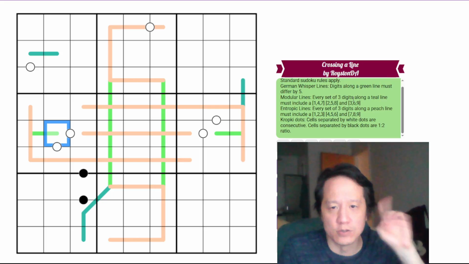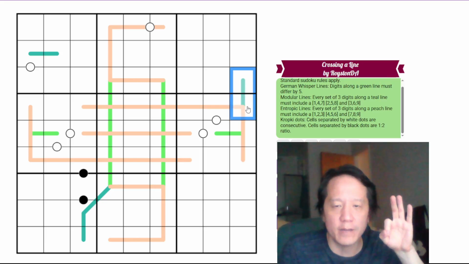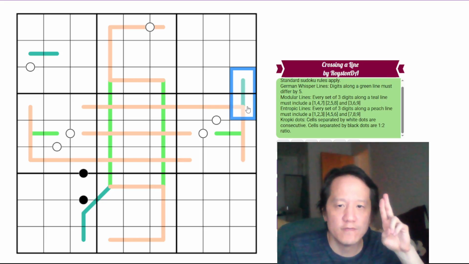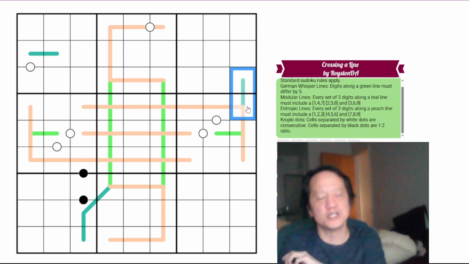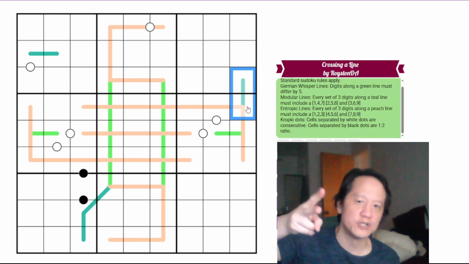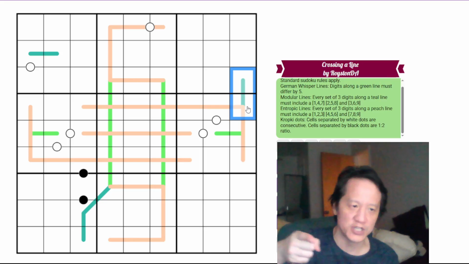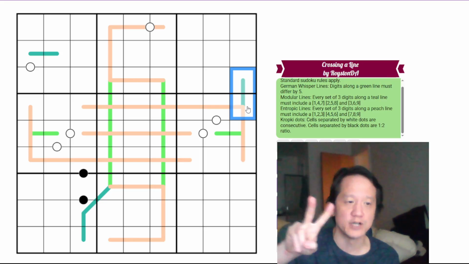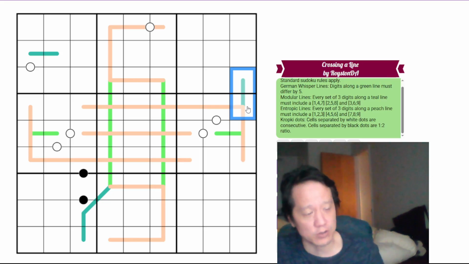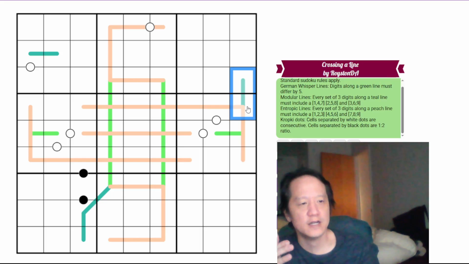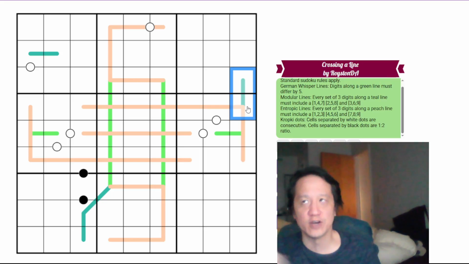We have modular lines, where every set of 3 digits along the teal line must include a digit from the set 147, a digit from the set 258, and a digit from the set 369. Or essentially, a digit that is 1 modulo 3, a digit from a set that's 2 modulo 3, and a digit from the set that is 0 modulo 3. That's why it's called a modular line, because they are essentially taking the modulo values if you divide by 3.